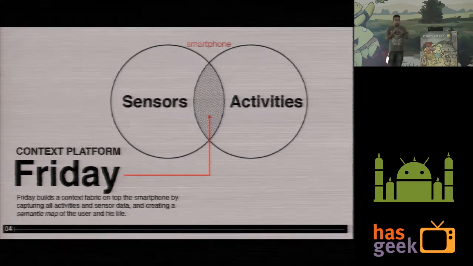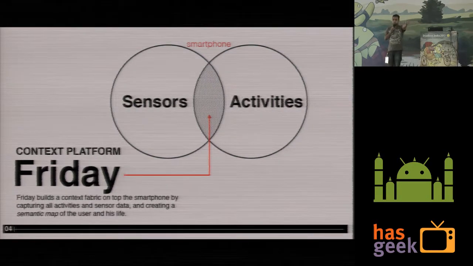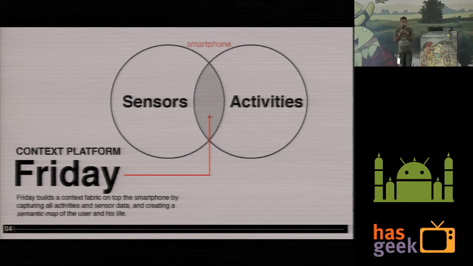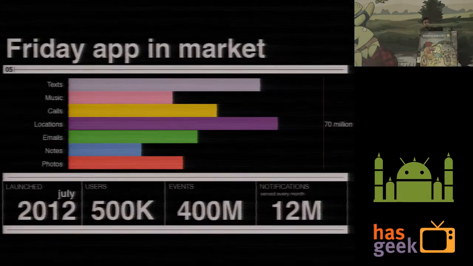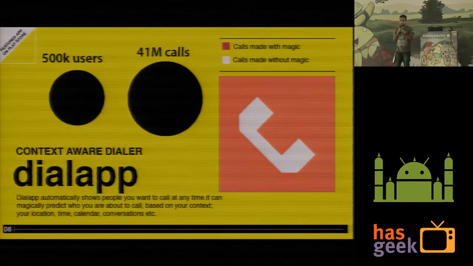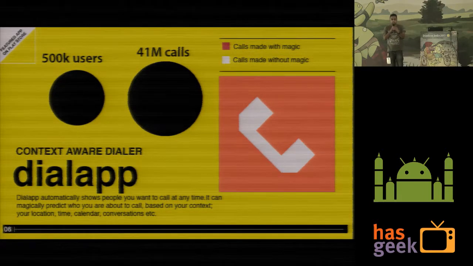For example, if I try to call him and I don't get him, the next thing I would do is call another colleague. This is a step that I would do, but I wouldn't recognize it. So how do we make these steps useful? So we invented Dial-App. The dialer is a basic function of a phone, right? A phone is for making calls.